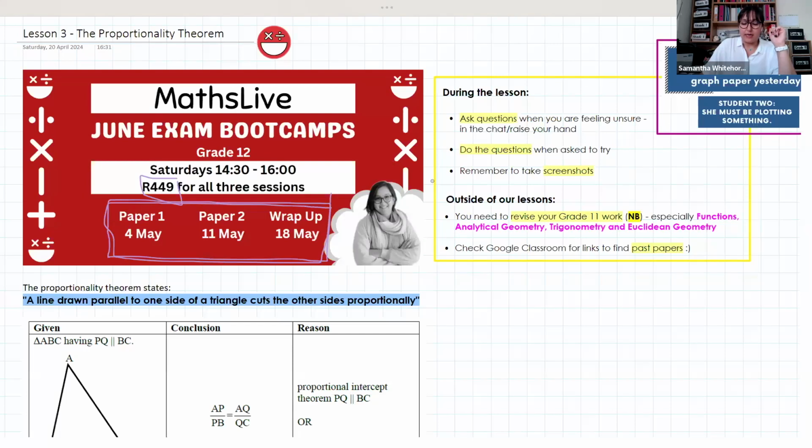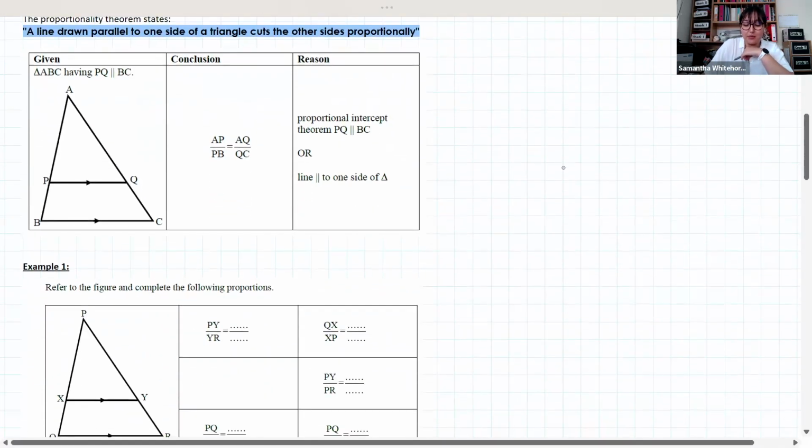What we're having a look at is our proportionality theorem. All right, so some of you may have had a look at this in grade 10. Some of you may not have. It's very much dependent on your school.